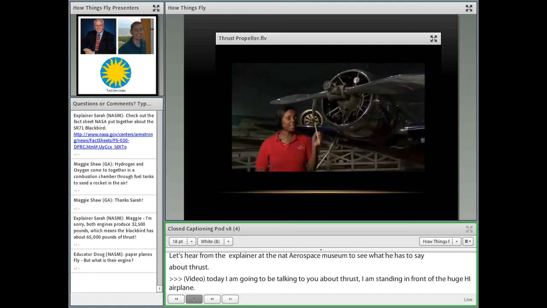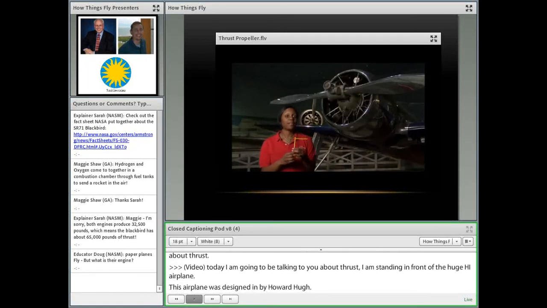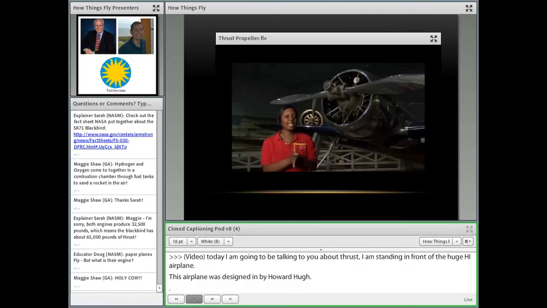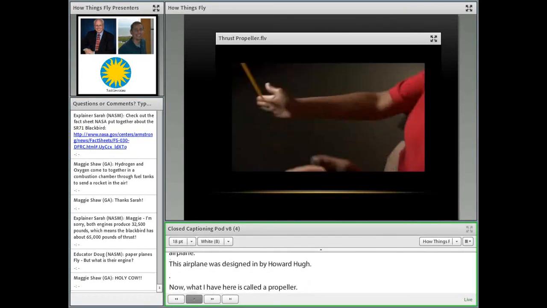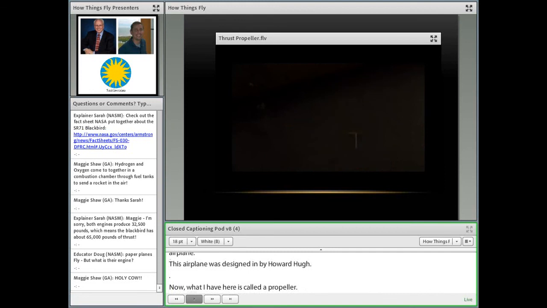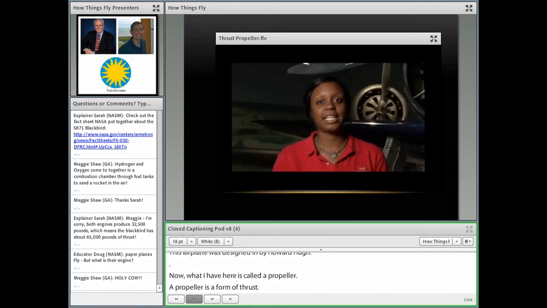Now what I have here is called a propeller. A propeller is a form of thrust. Let's see how it works. What made that propeller fly out of my hands and into the air? It's all based on how a propeller is shaped.